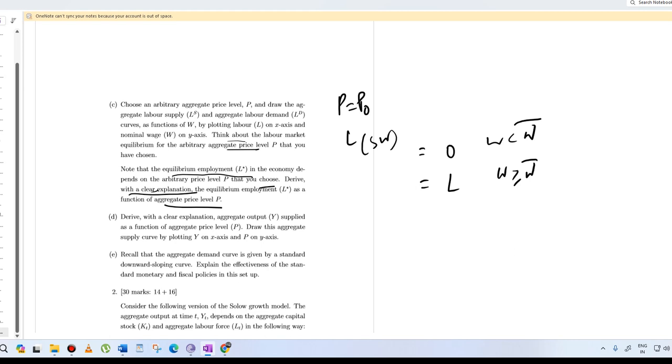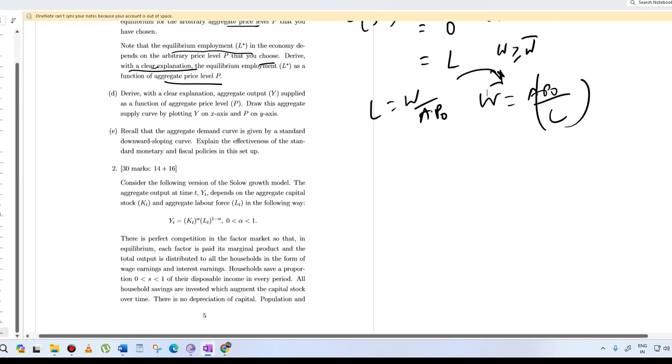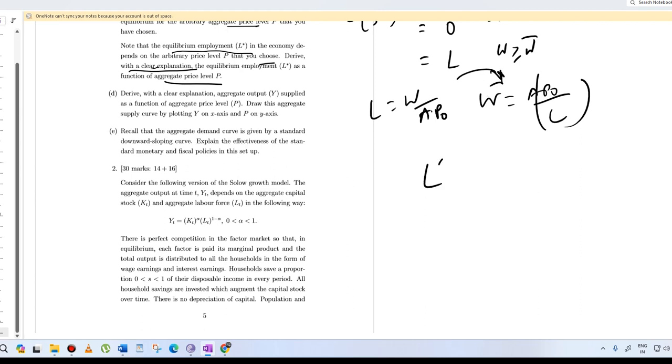So what happens in equilibrium? LS of W and LD of P0, rearranging, W equal to AP0 by L. So the equilibrium employment is determined by the intersection of the LS and LD curves. So we can solve it by equating LS and LD and you can find it out. The final value will be L and 0 if P is greater than or equal to W, and P less than W by A L.